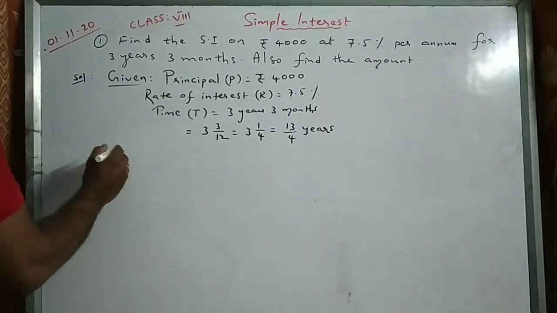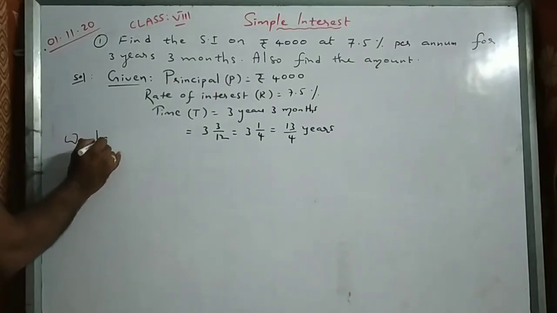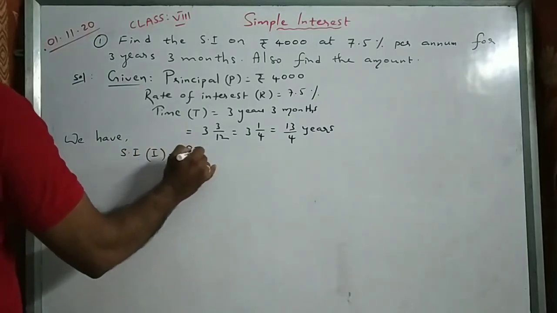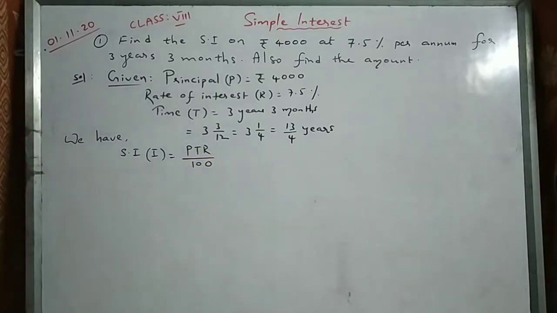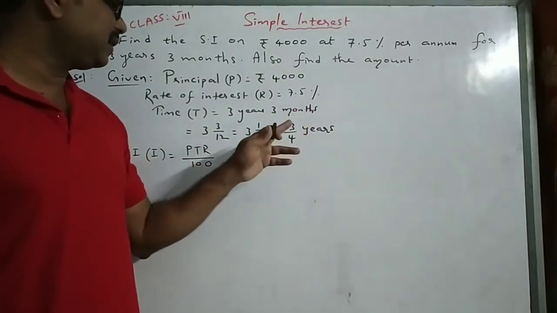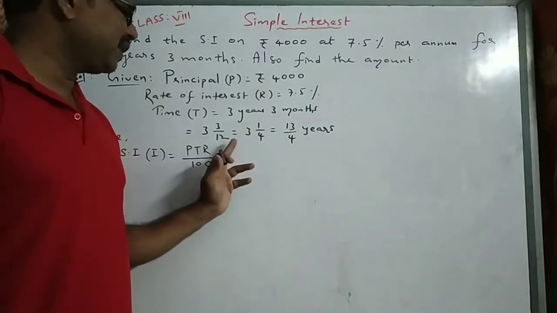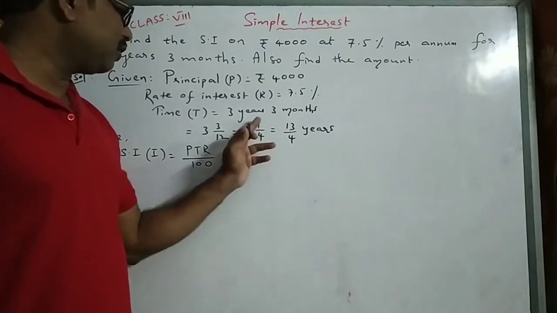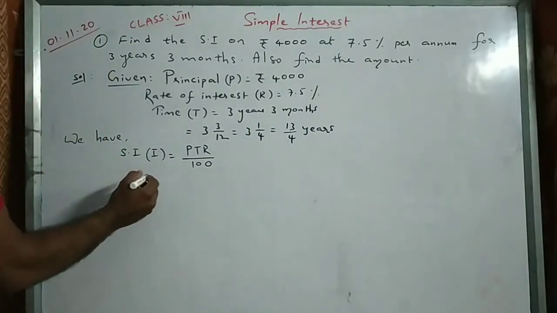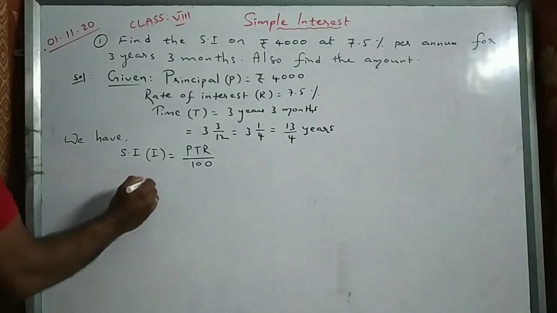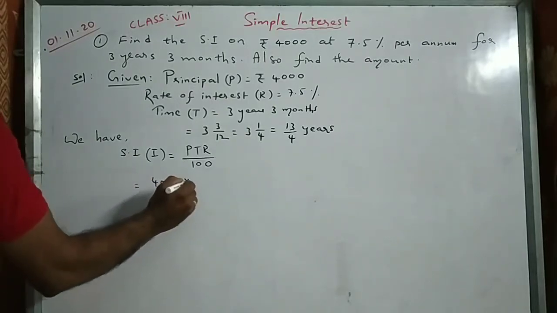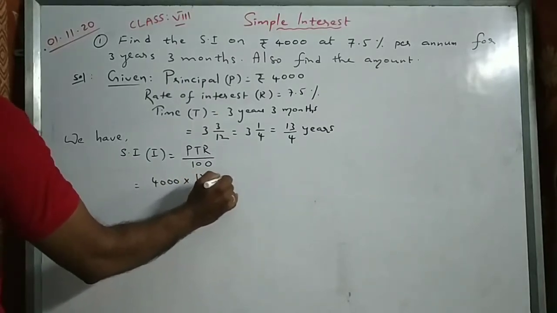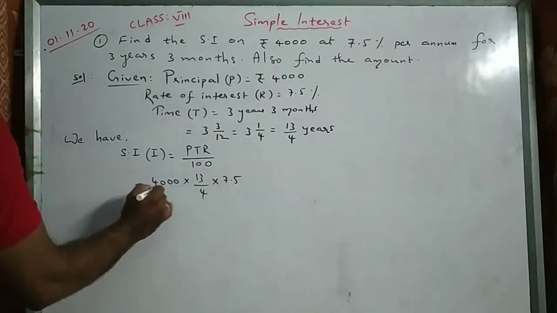Now what should you find? Simple interest, right? Formula we have: simple interest I is equal to PTR by 100. Here you should understand 3 years 3 months means 3 months can be changed into years by dividing by 12. 3 by 12, 3 ones 3, 3 fours, 4 threes 12 plus 1, 13 by 4. Okay. Now P value 4,000 into T value 13 by 4 into R value 7.5 upon 100.